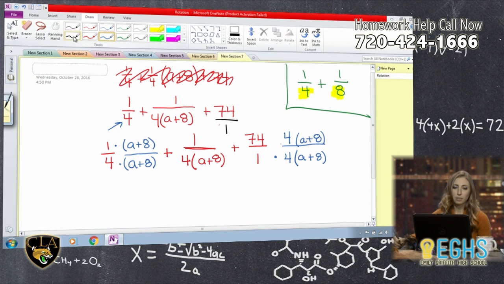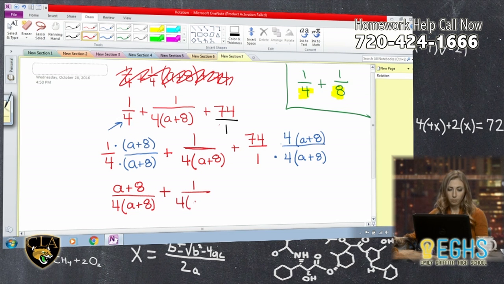So in the next line here, we're just going to simplify what we have so that our fractions are combined and put together. On the numerator of the first fraction, we have 1 times a plus 8, and 1 times anything is just itself. And then on the denominator, we have that common denominator that we wanted, which is 4 times a plus 8. Our middle fraction we have not changed at all, so we can just rewrite that.